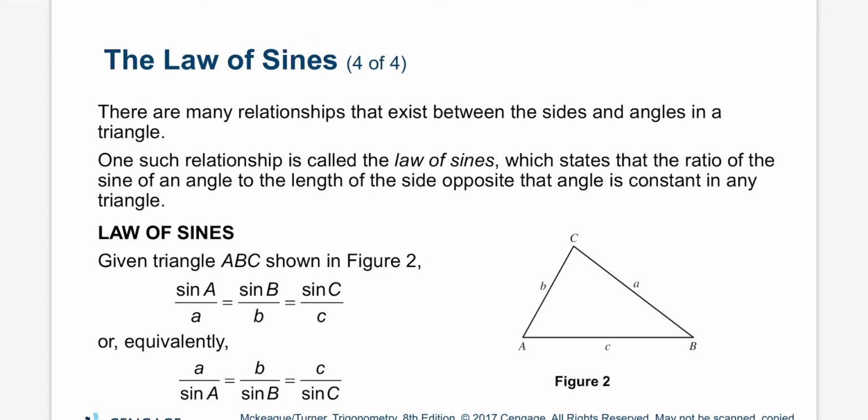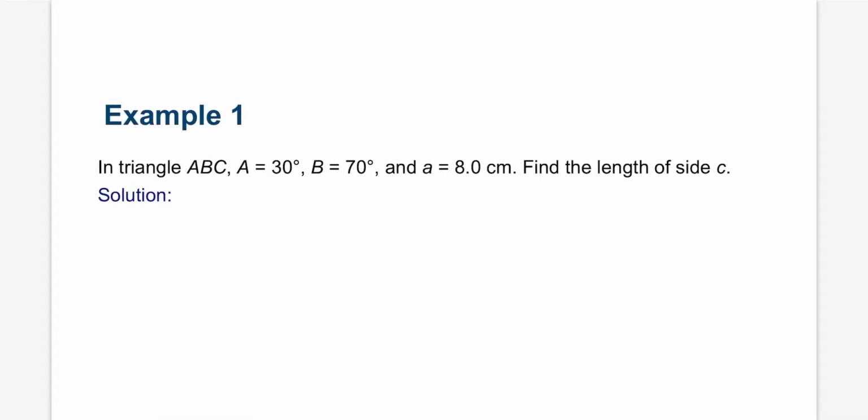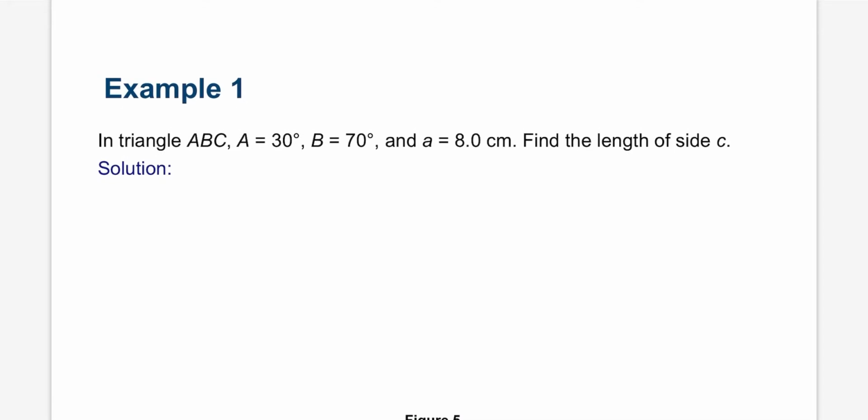So let's look at this example here. This is the law of sines, by the way. In order to find a missing side or a missing angle, you can set up these ratios: sine of angle A over a is equal to sine of angle B over b, which is equal to sine of angle C over c. You can equivalently write it in this form. It doesn't matter if you write this one on top or on bottom, it's the same thing. It's equivalent.